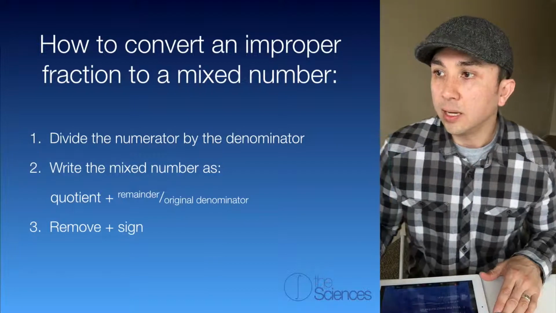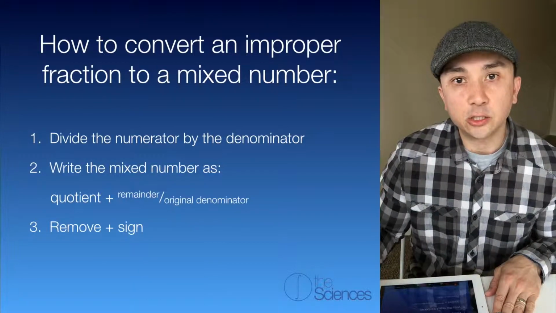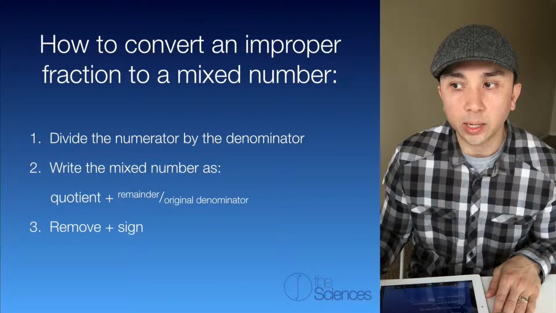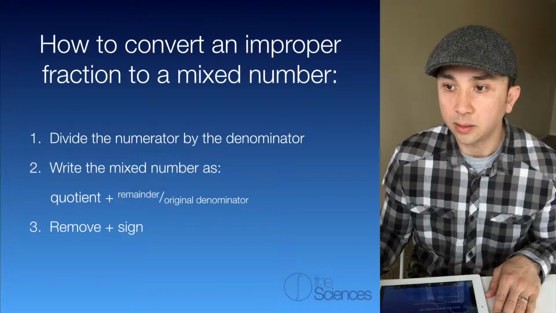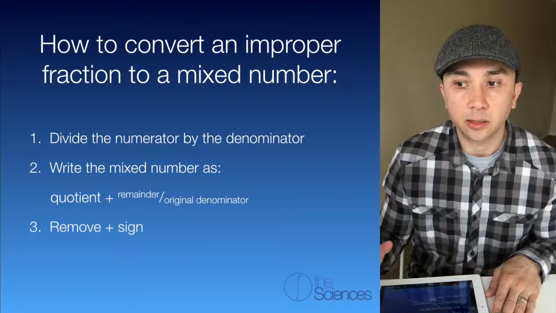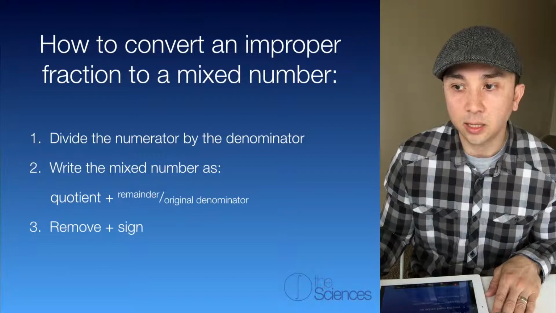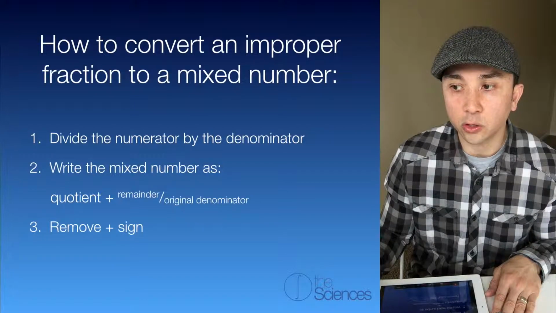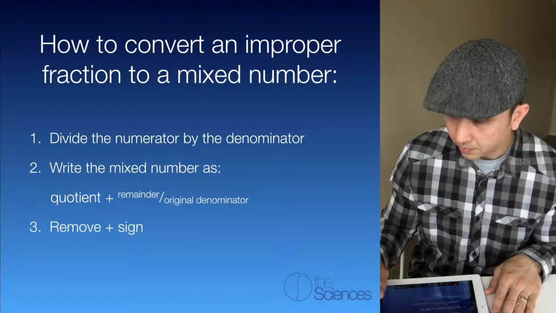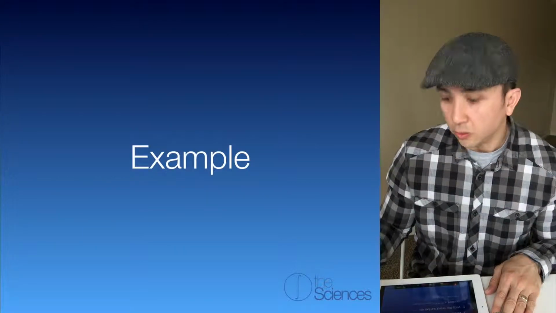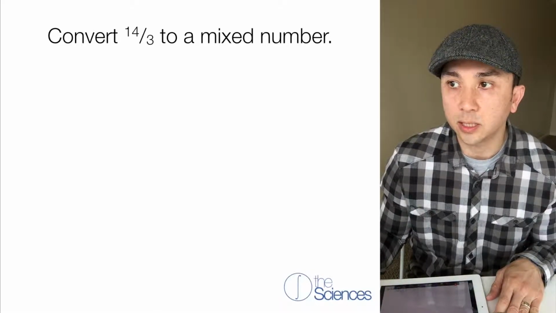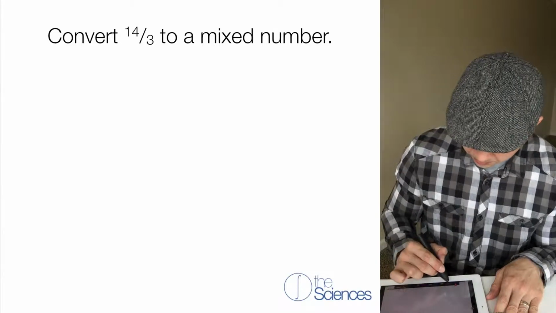Now, how do we convert an improper fraction back into a mixed number? Well, first off, we're going to divide the numerator by the denominator. Then we're going to write the mixed number as the quotient plus the remainder over the original denominator. And then we're going to remove the plus sign. So let's go over an example. Here, let's convert 14/3 to a mixed number.